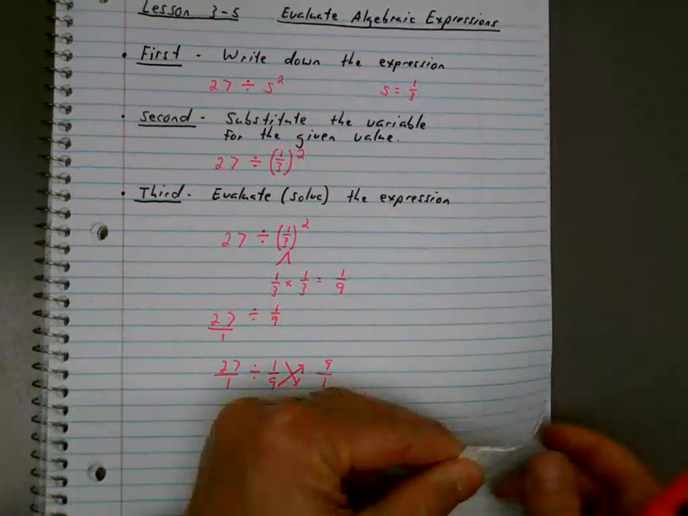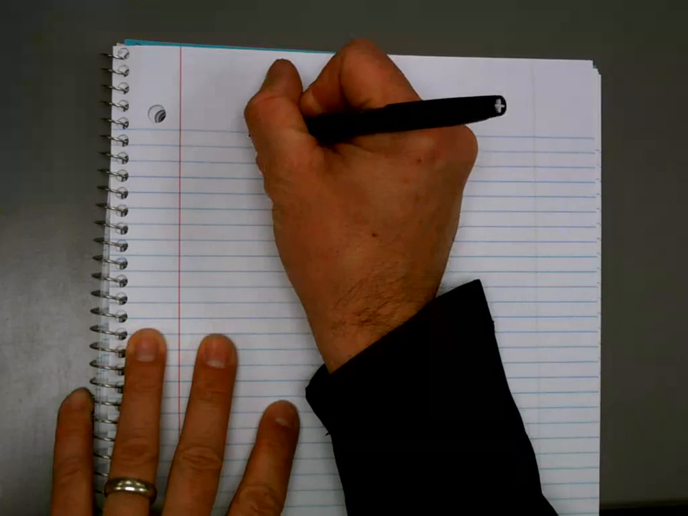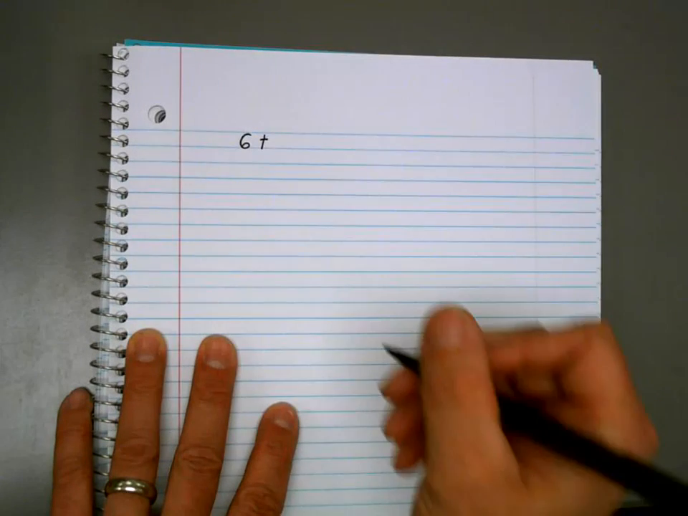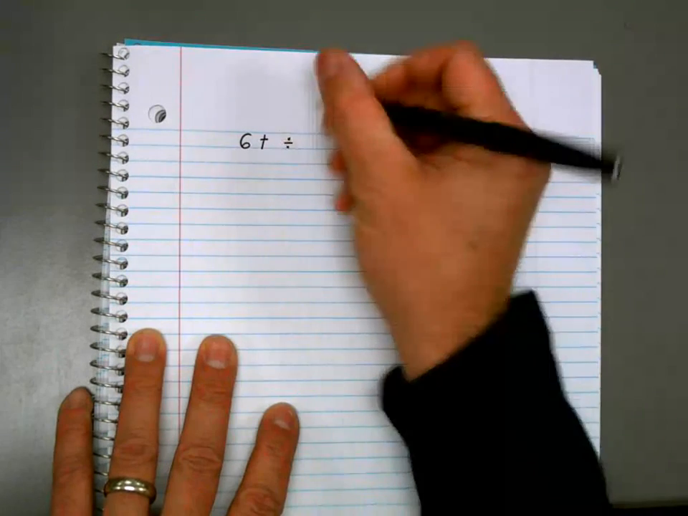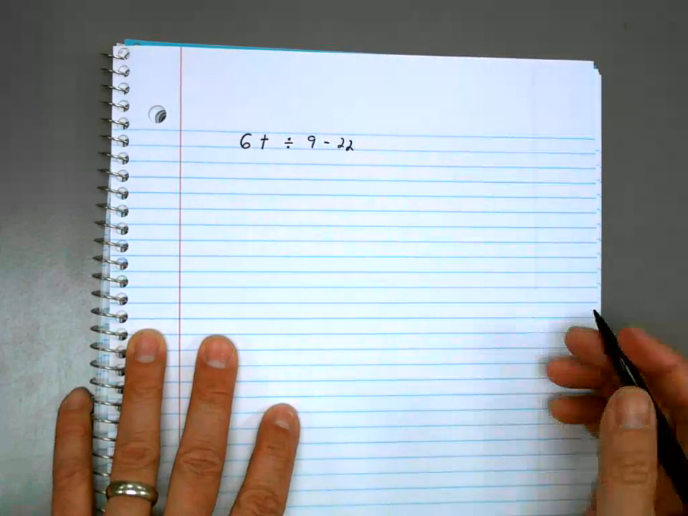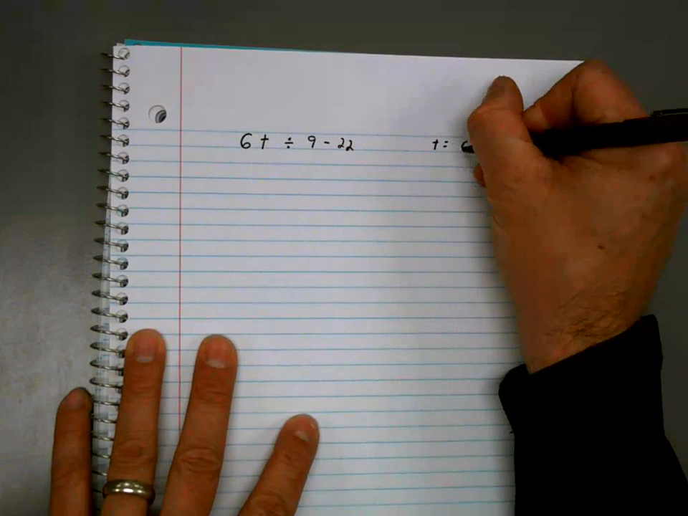I'm going to go ahead and turn the page. We're going to do another example here. So this example is, again, pretty similar. One little different twist with it. This one is going to be 6t divided by 9 minus 22. In this case, t is going to equal 60.